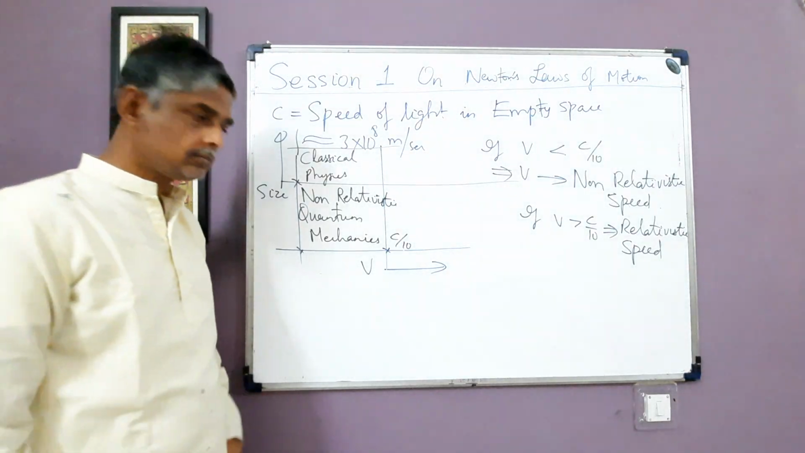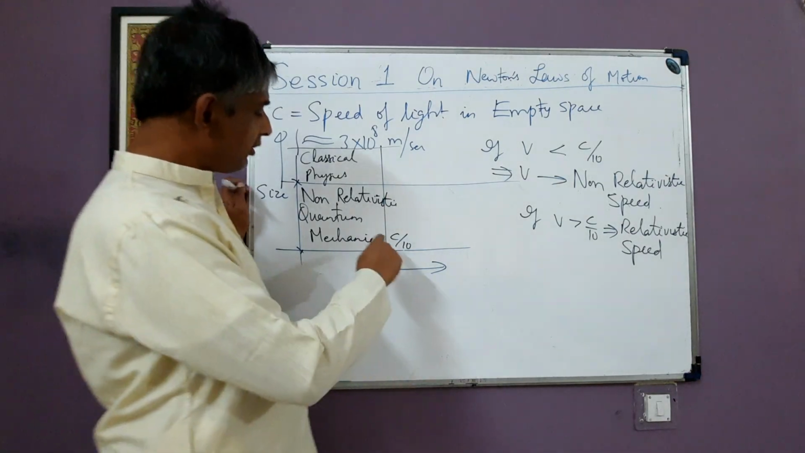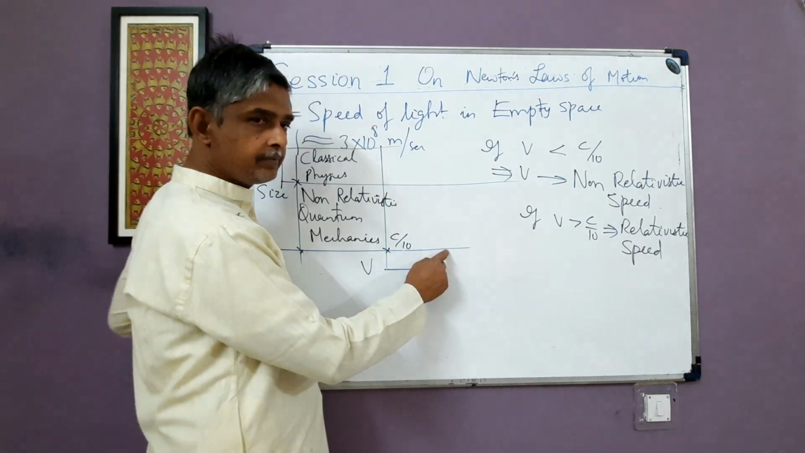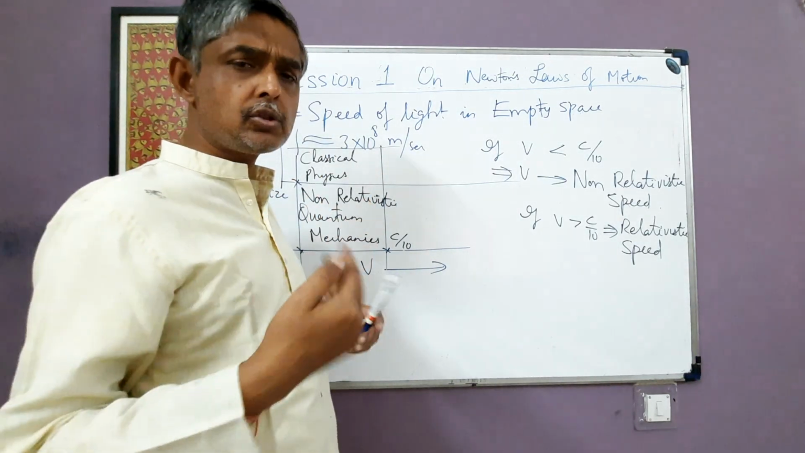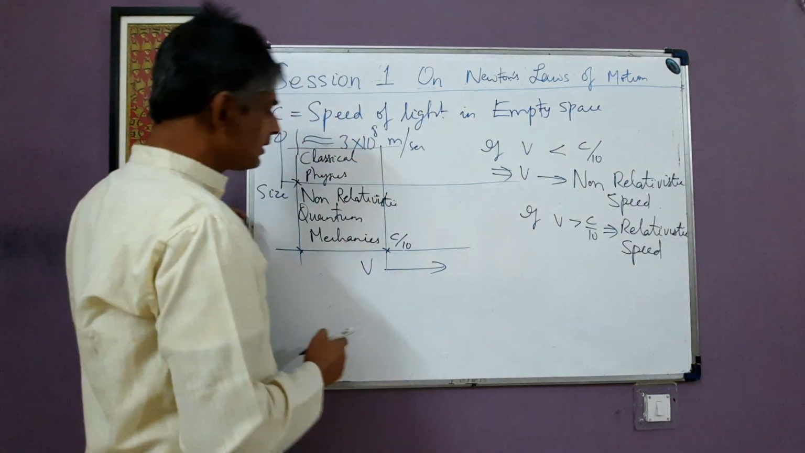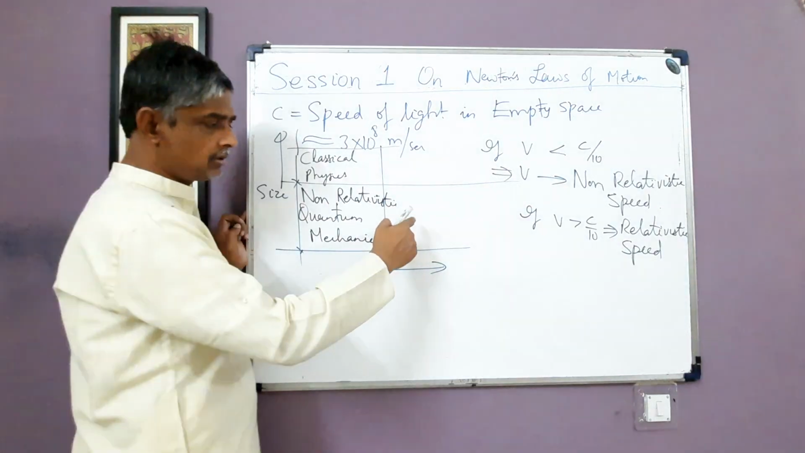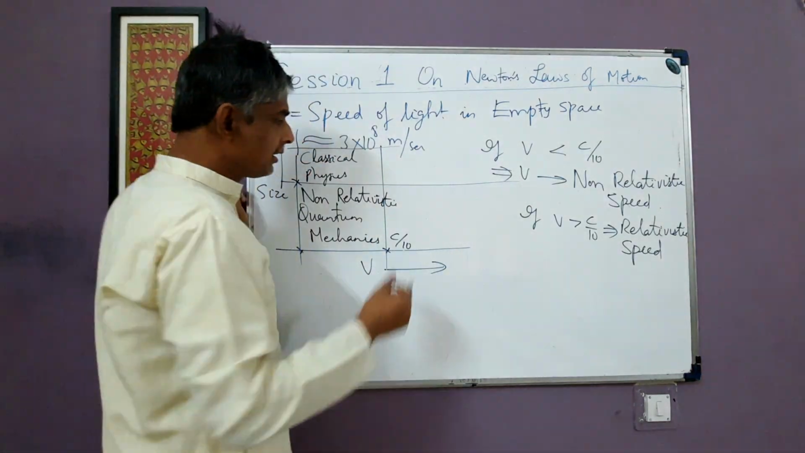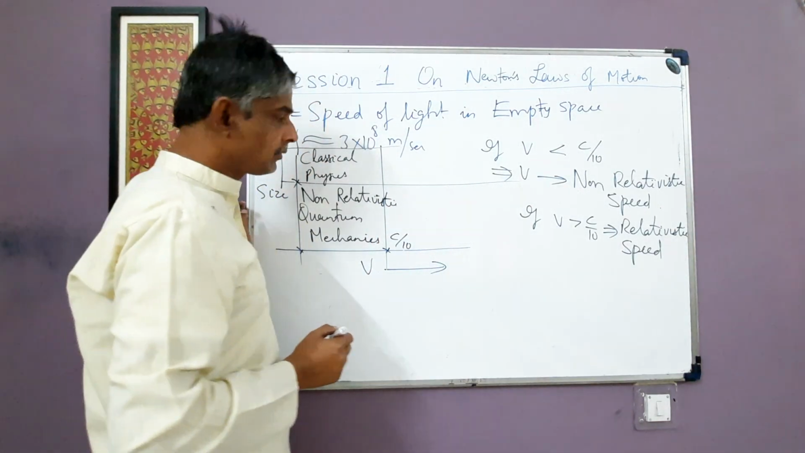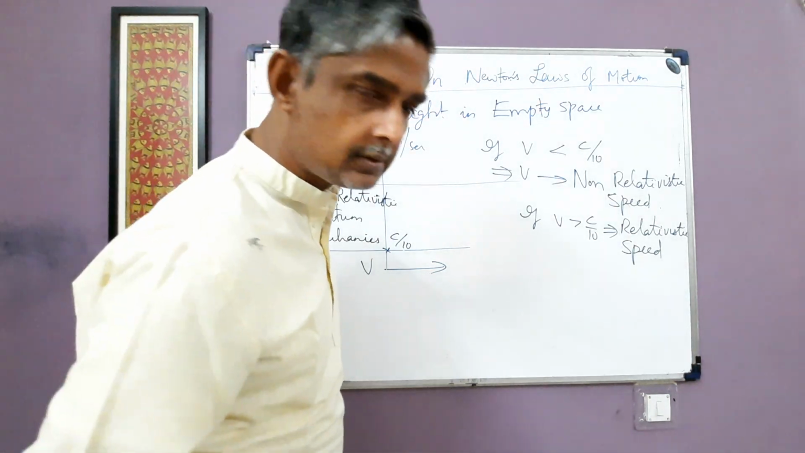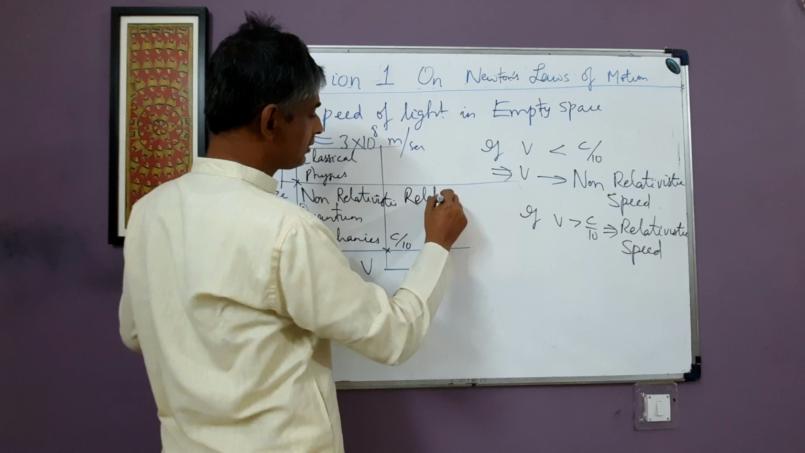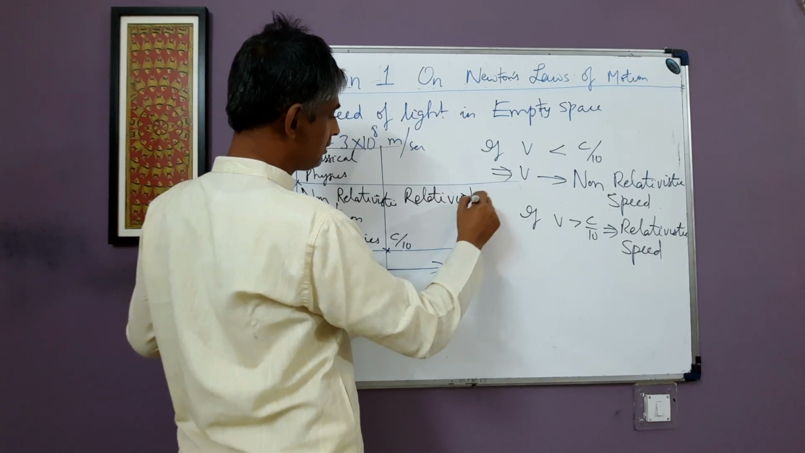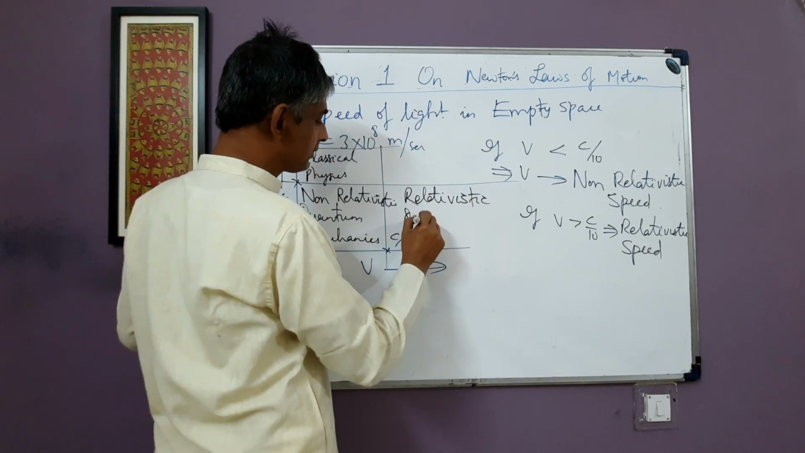If the speed V of the moving body is more than C by 10 and the size is less than the usual sizes, that is, of the order of atomic dimensions, then the physics which defines this domain is quantum field theory, or relativistic quantum mechanics. So this domain is called relativistic quantum mechanics.